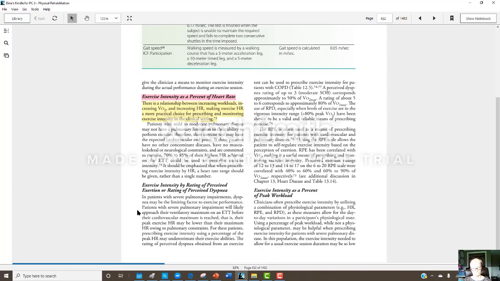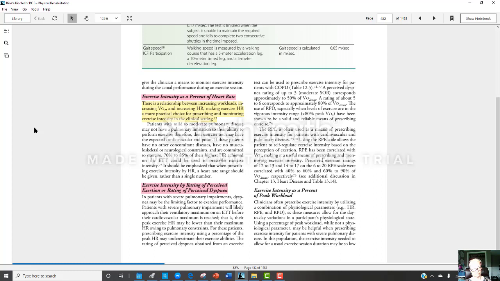Exercise intensity by rating of perceived exertion or rating of perceived dyspnea in patients with severe pulmonary impairments. Dyspnea may be the limiting factor to exercise performance. Patients with severe pulmonary impairment will likely approach their ventilatory maximum on a GXT before their cardiovascular maximum is reached. That is, their peak exercise HR may be lower than their maximum HR owing to pulmonary constraints. For these patients, prescribing exercise intensity using a percentage of the peak HR may underestimate their exercise abilities.